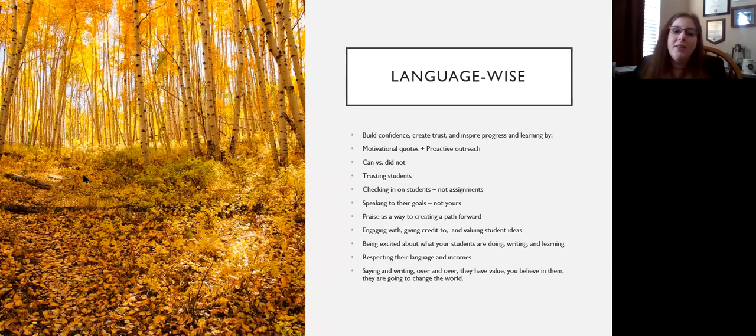So another way that we think of this is, again, getting back to the language. So language-wise, what does this mean? Well, it means that we want to use our language to build confidence, to create trust, and to inspire progress and learning. And so what we want to do is use a lot of motivational quotes and proactive outreach, so reaching out to that student who's not participating in class, or who maybe did an assignment wrong or didn't do all of it. Explaining to the student what they can do in our communication versus what they did not do on their assignment. And just that these little minute language choices we make a big difference to students.